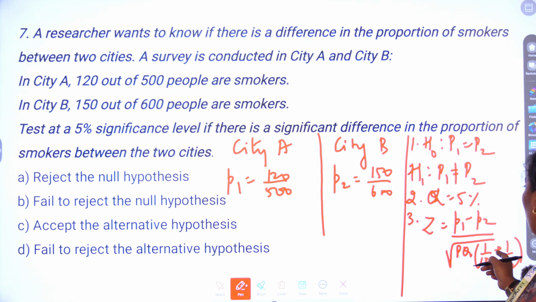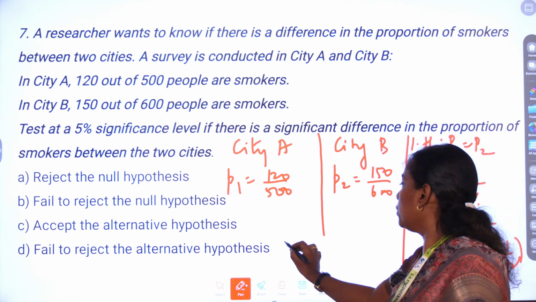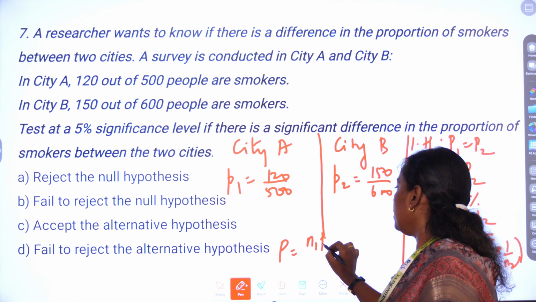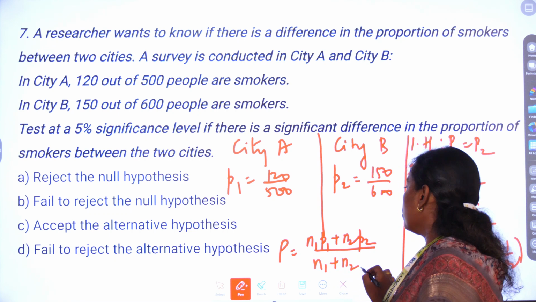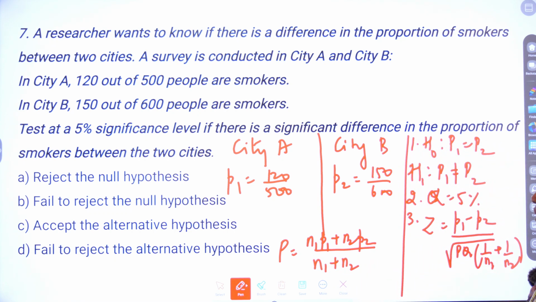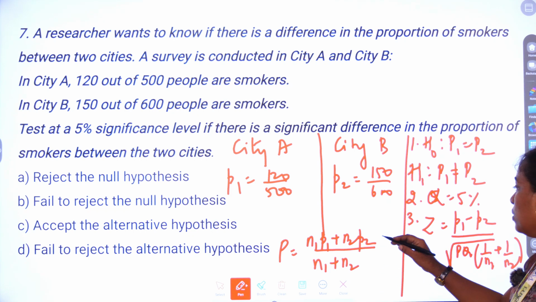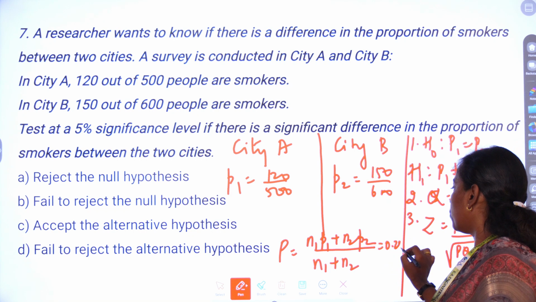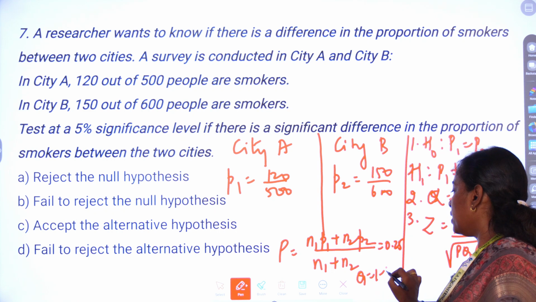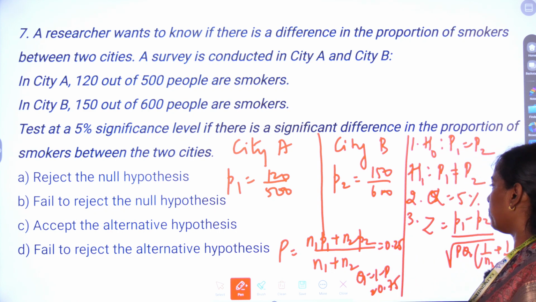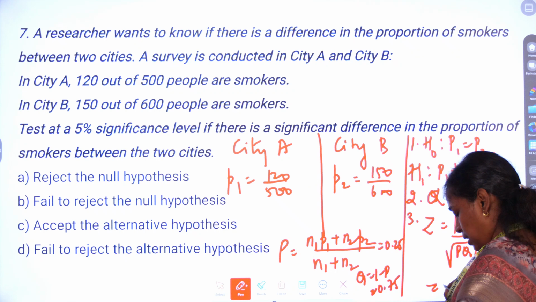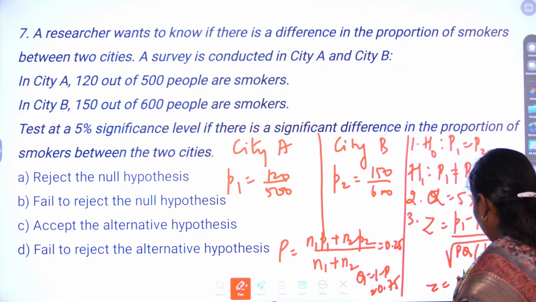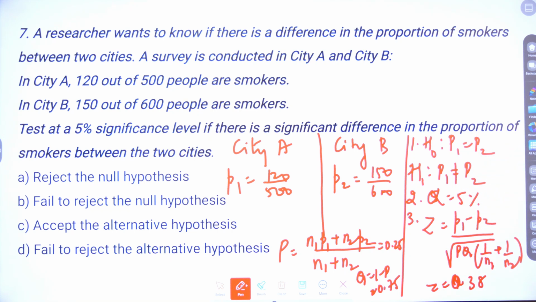Now you have to calculate your P. P is nothing but N1 P1 plus N2 P2 divided by N1 plus N2. Substitute your N1, P1, N2, P2 values. When you substitute, it will be equal to 0.25. Definitely your Q is 1 minus P, which is nothing but 0.75. Now all these values should be substituted in Z. When you substitute in Z, you will be getting 0 point something like 38. So this is your calculated value.